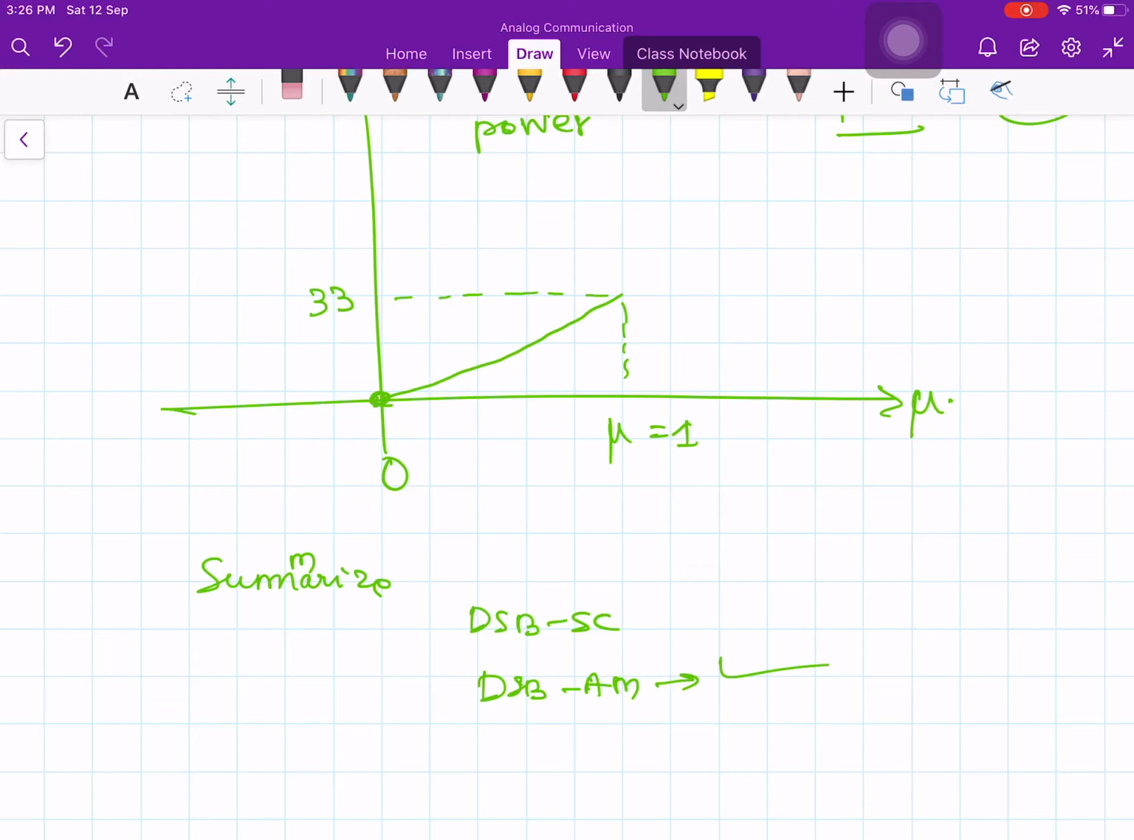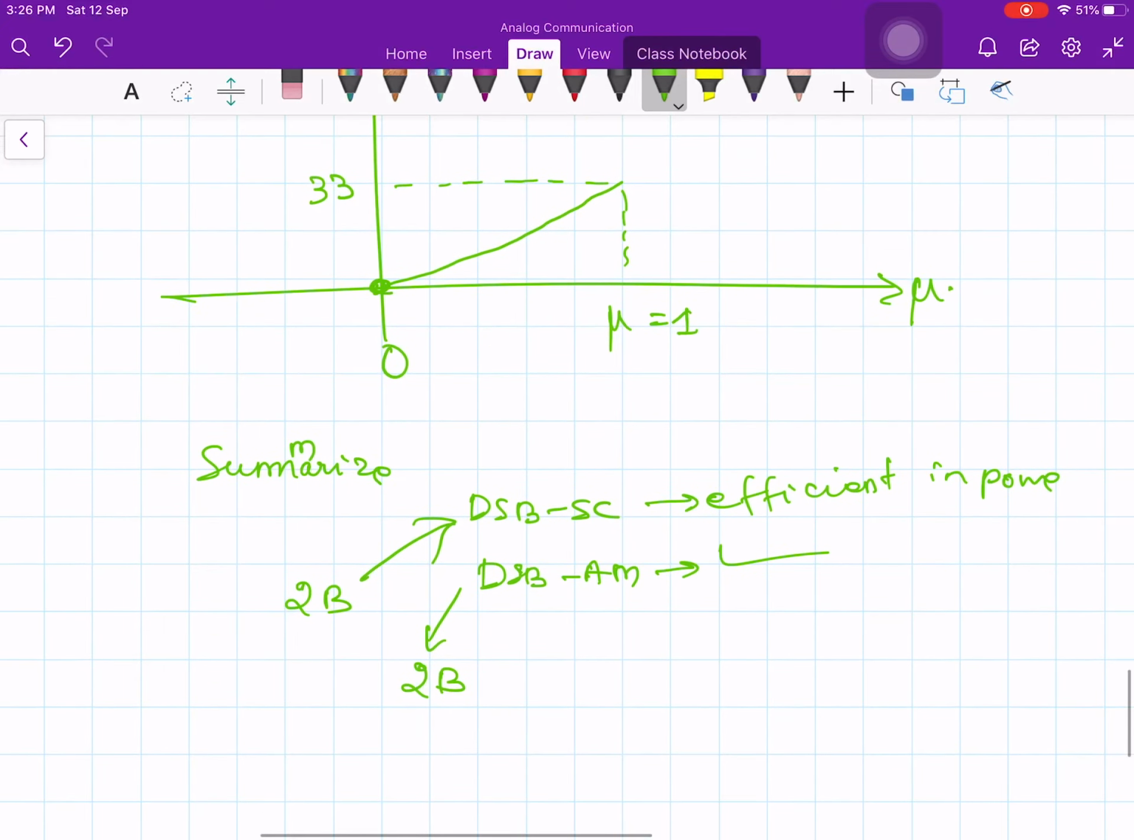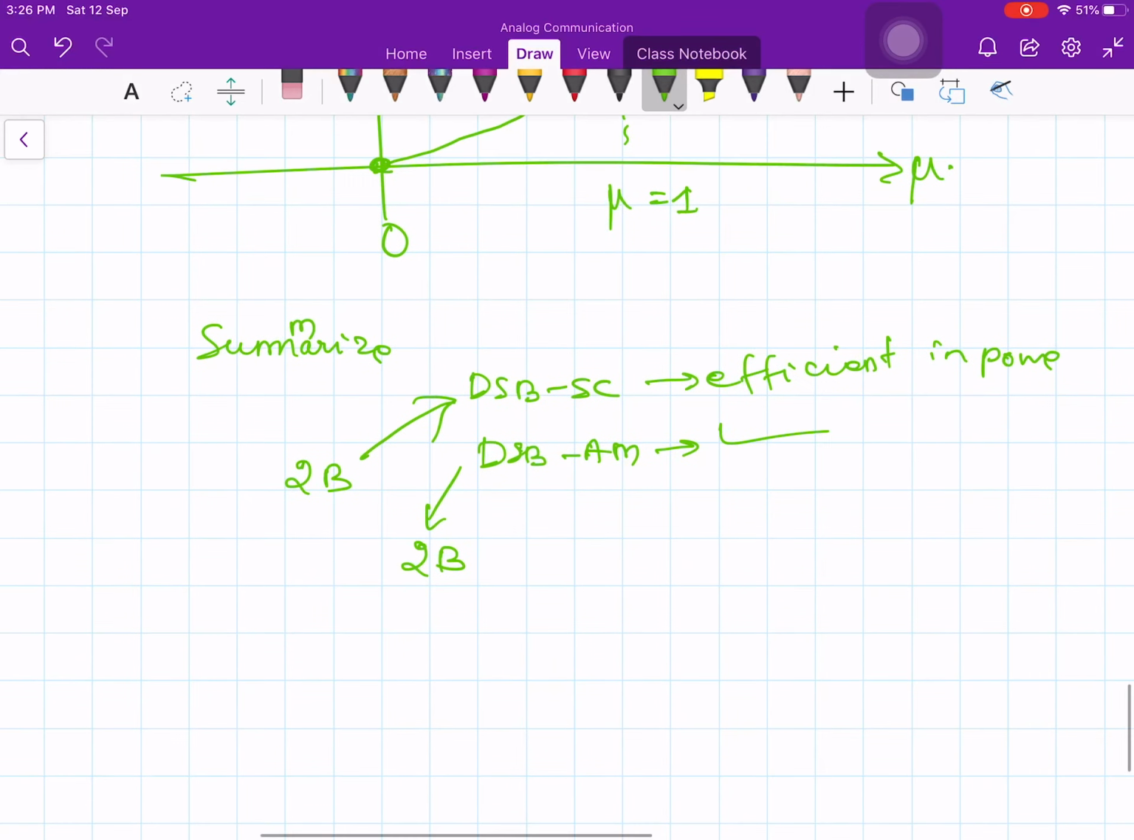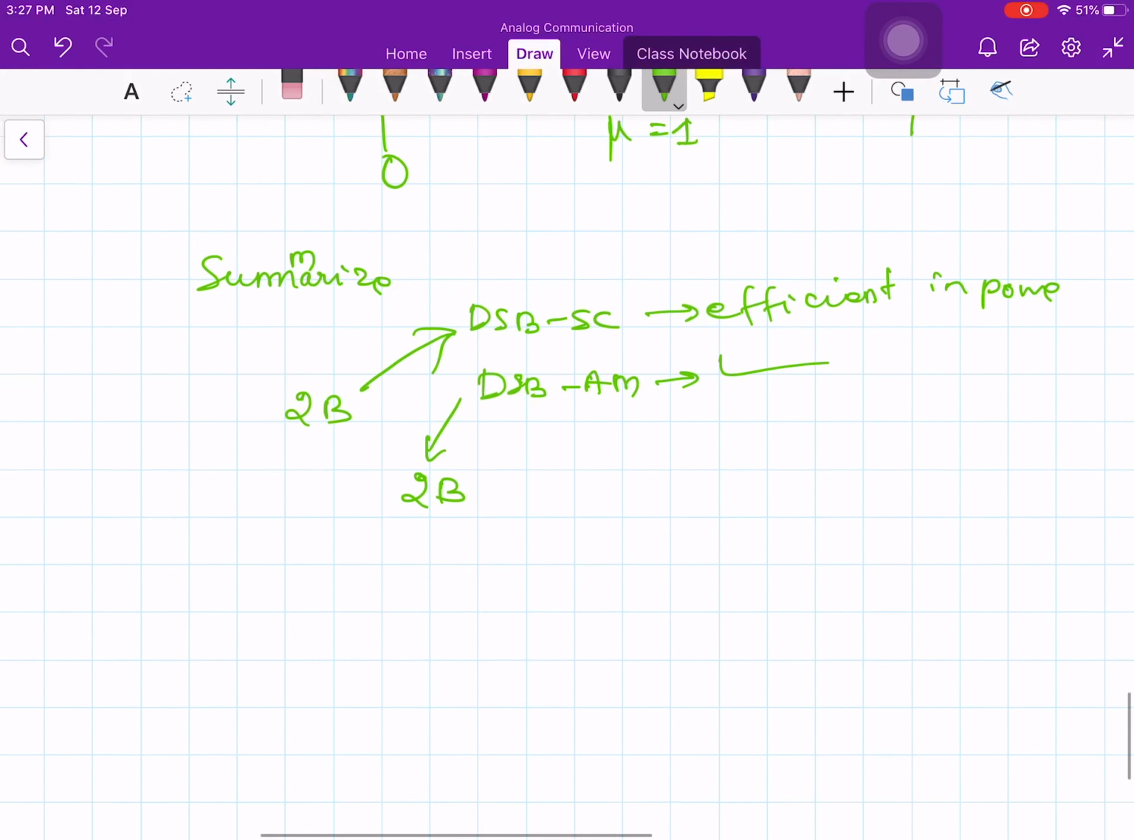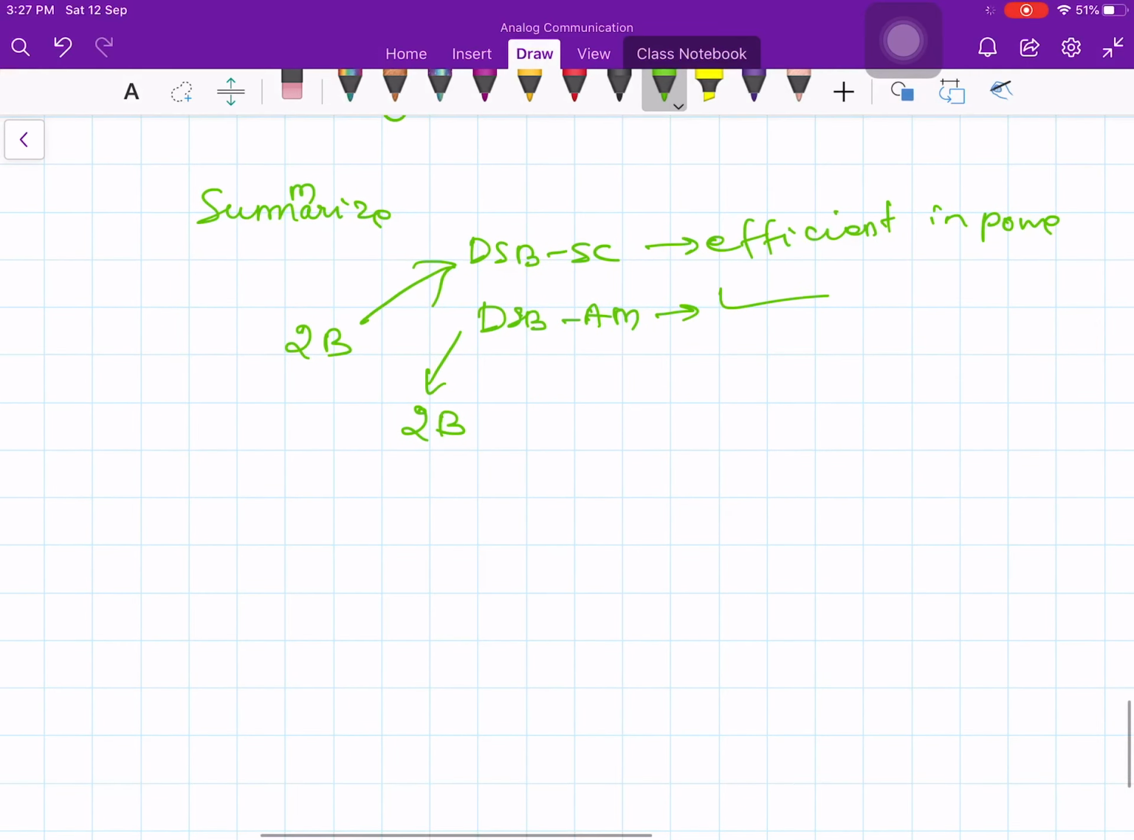DSBSC is efficient in power. Bandwidth efficiency is the same for both of them. Why? This guy also 2 times B and this guy also 2 times B. So there is no difference in bandwidth usage. Okay, so twice the message bandwidth is the final transmitted bandwidth. However, in terms of power efficiency, which one is better? DSBSC is much better.